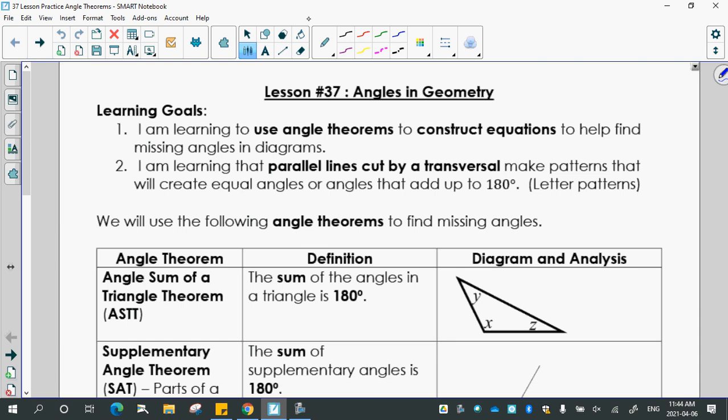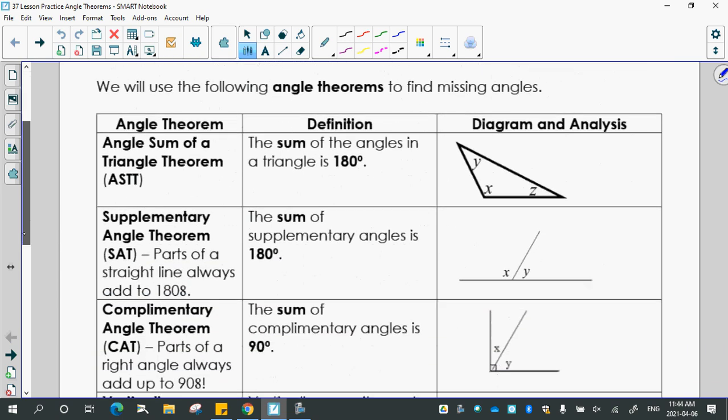Okay, so we're going to look at a bunch of angle theorems that get used in geometry. We're going to learn how to use them, construct equations where it's appropriate to find missing angles. Okay, and we're also going to learn about parallel lines and the angle relationships that they make as well.